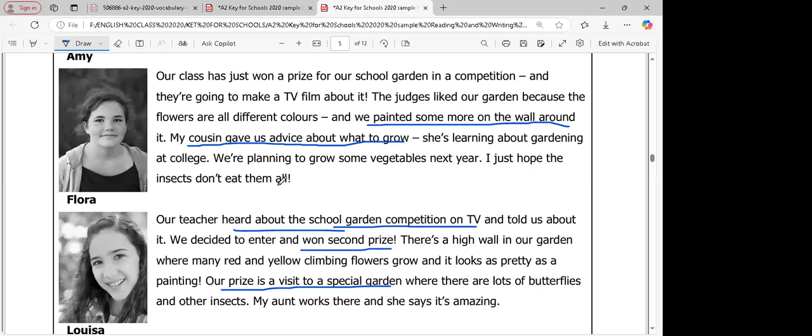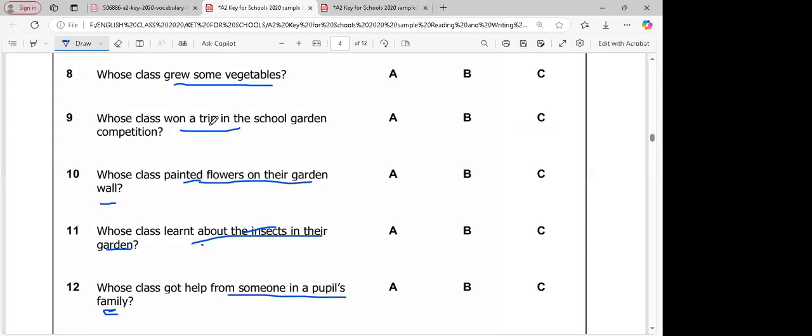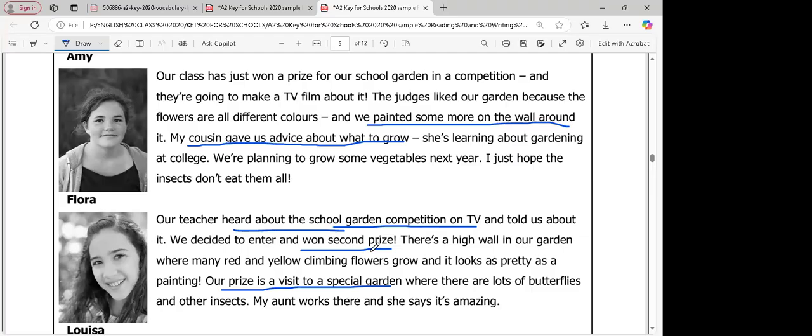Okay. So it's the question 9. Won a prize in the school garden competition. Won a prize, not a prize, won a trip. Okay. So they mentioned first won a prize, and then they say our prize is a visit to a special garden. So in two different places, it mentioned the ninth question answer. Clear, Alinaya? Yes, teacher. So that's why the ninth answer is B.